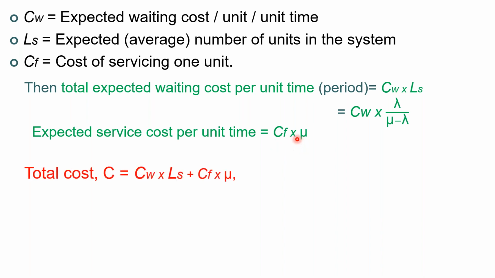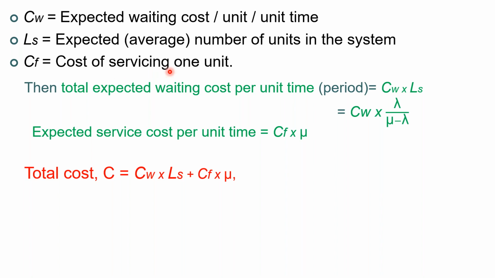Now how will you get the total cost? This is one cost, and this is your other cost. If you simply add these two costs, you will get the total cost associated with it. So the total cost C is equal to CW into LS plus CF into mu. CF is nothing but your cost of servicing one unit.